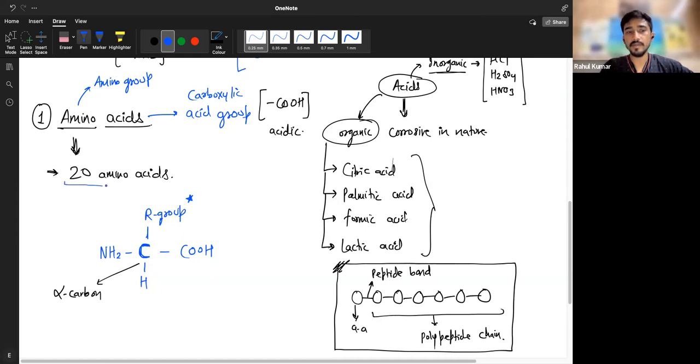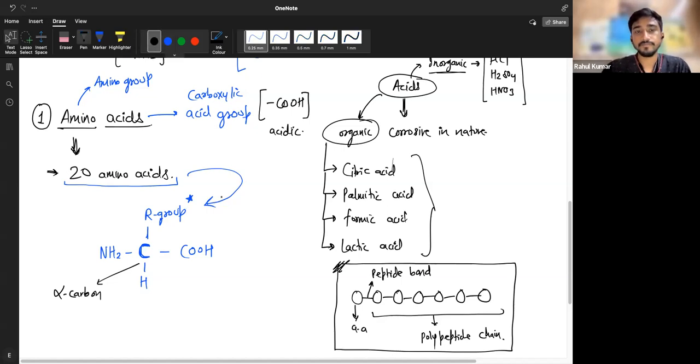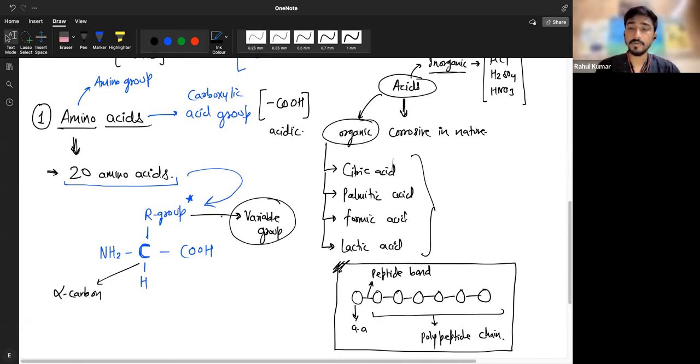Now I told you there are 20 amino acids, right? This R group is the one which decides the amino acid. So this is what varies in all the 20. All these three things are the same. Only this R group will keep differing in all the 20 amino acids. Is it clear? Yes. So write down: the R group is a variable group. Questions come on this part. The R group is a variable group in the amino acid, and the nature of the R group decides the nature of the amino acid.